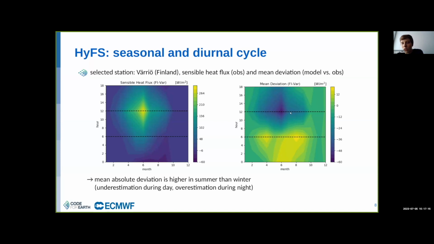And if we look at the mean deviation of the model from these measurements, we see again that during day conditions, we have this negative mean deviation, which means an underestimation. And during night, we have positive mean deviation, which means a slight overestimation. So in general, the diurnal cycle is not as strongly pronounced as in the measurements. But what we also see is that these absolute values are much higher in summer than in winter.